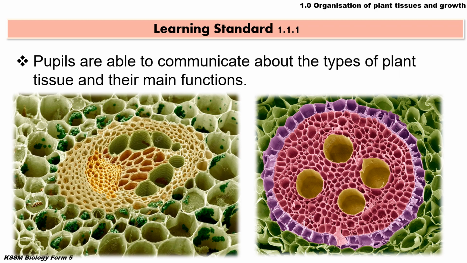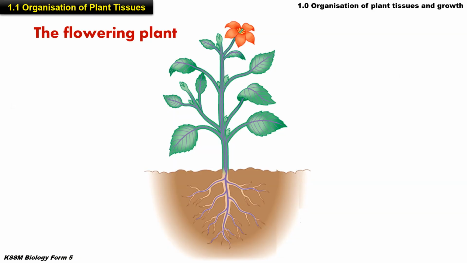Take out your buku rampayan. I want you to draw this gambar pokok. Lucas, I already asked you to take out the buku rampayan, so keluarkan. Draw this pokok first. Why do I want you to draw it? Because from this pokok we are going to know the organization of the plant tissue. Lukis simple je.